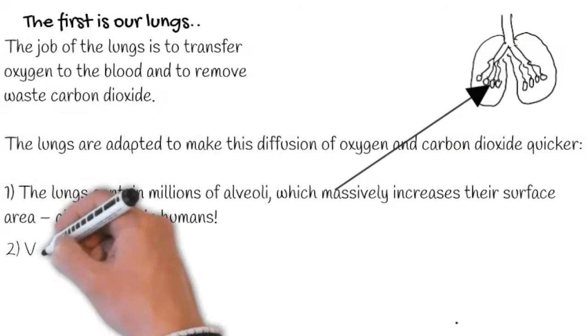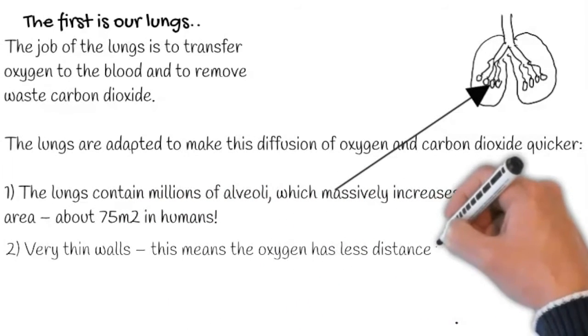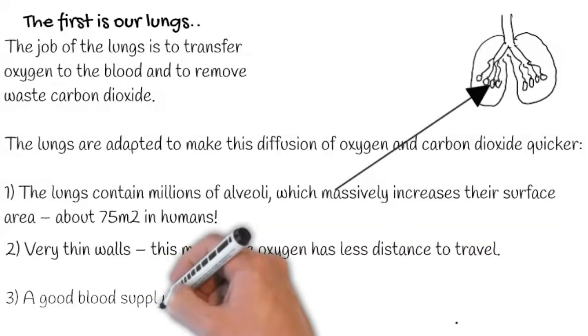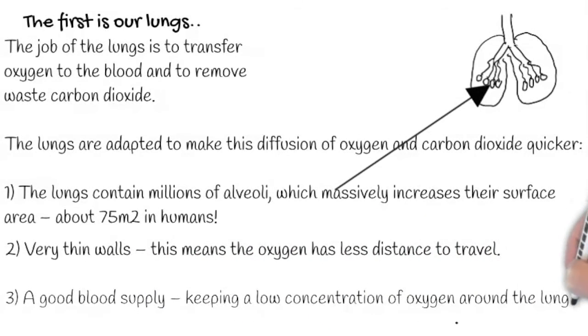The arrow is pointing to the alveoli. The alveoli also have very thin walls. This means the oxygen has less distance to travel. They also have a very good blood supply. This keeps a low concentration of oxygen around the lungs.